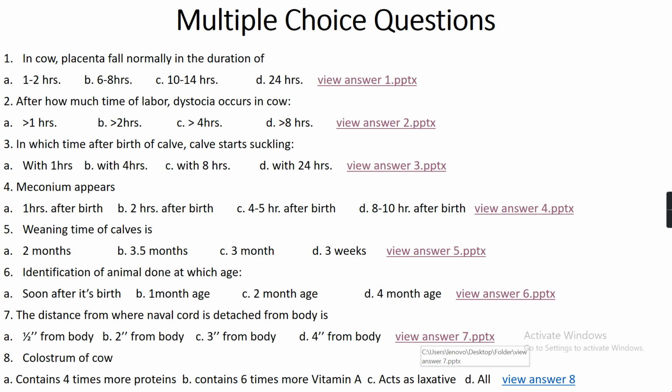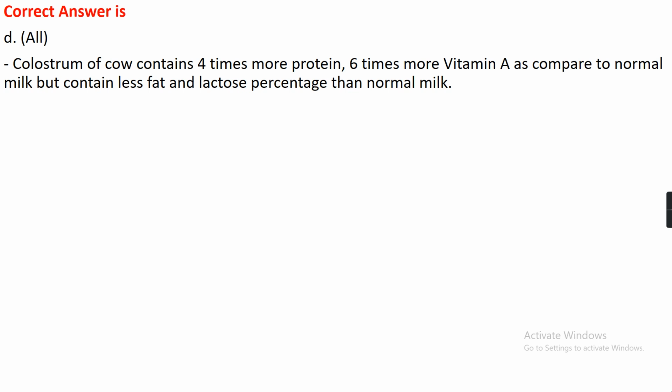Question number 8. Colostrum of cow: option A, contains 4 times more protein; option B, contains 6 times more vitamin A; option C, acts as a laxative; or option D, all of these. The right answer is D, all. Colostrum of cow contains 4 times more protein and 6 times more vitamin A as compared to normal milk, but it contains less fat and lactose percentage than normal milk, and colostrum of cow also acts as a laxative.